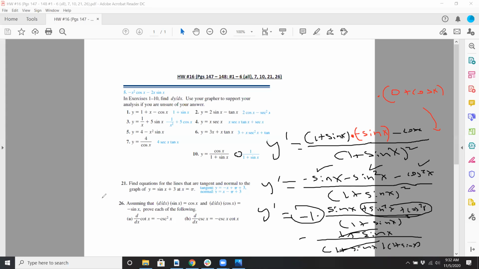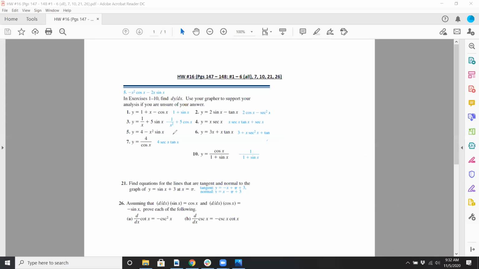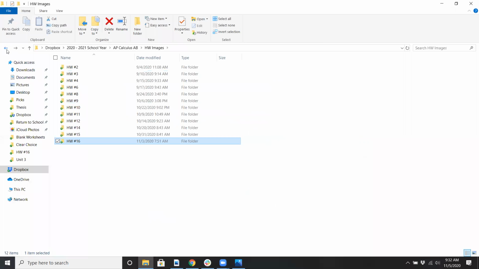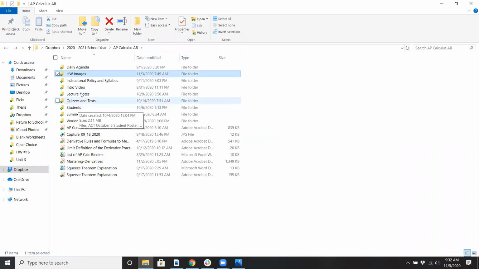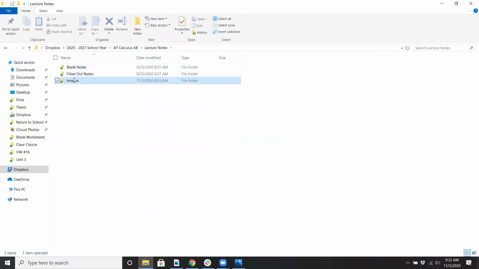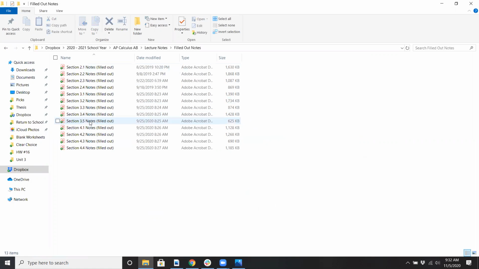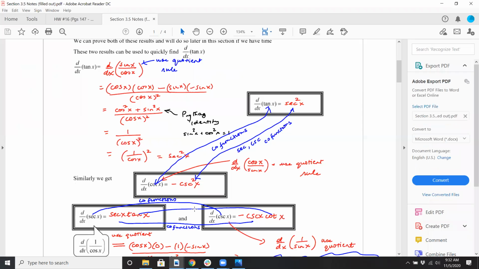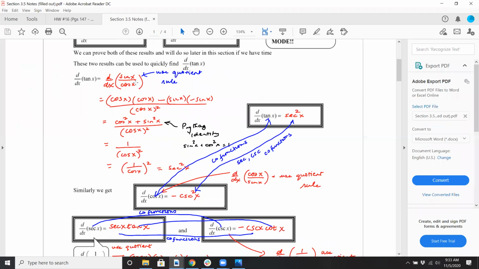For 26, yeah, the proof. I didn't do this in the lecture notes. If I go back to the lecture notes, there was a process we did for proving the derivative of tangent. So you might remember that. Lecture notes, filled out notes, 3.5. Again, you might remember that we did this, right? I do have the video on YouTube that I shared a link to in Schoology, where I went through step by step. I just did a little quotient rule thing and worked it out. So that's exactly what we're going to do here.